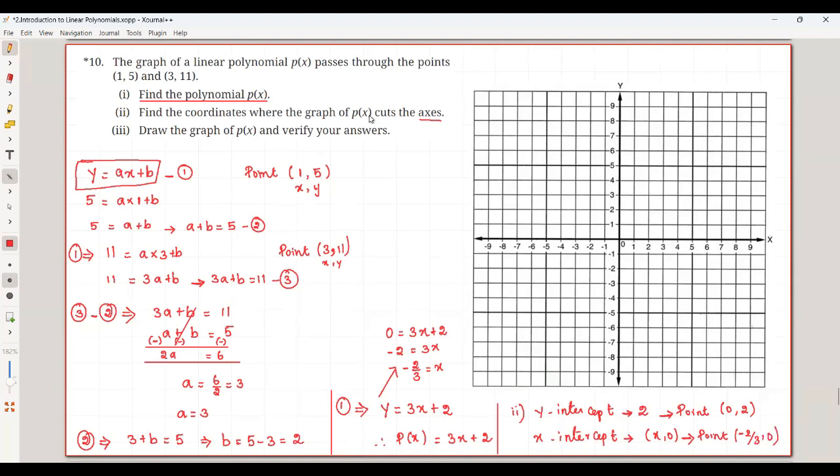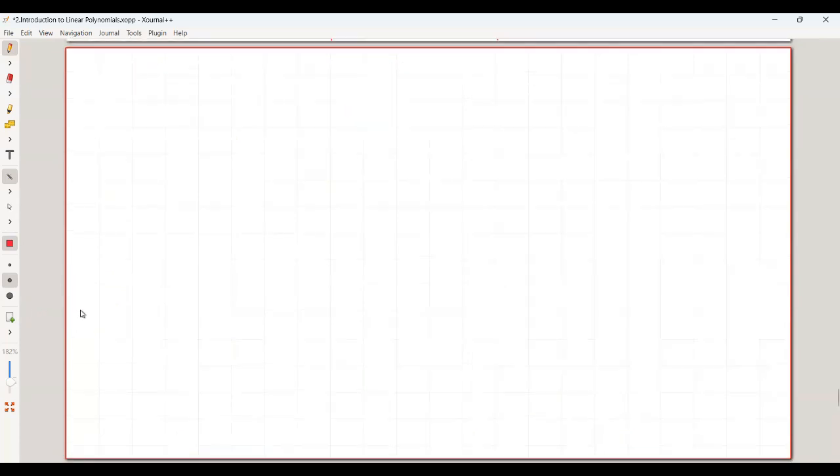So these are the points where p of x cuts the x-axis and y-axis. The x-axis point is minus 2 by 3 comma 0. The y-axis point is 0 comma 2. Now we have to draw the graph and verify your answer. So how to verify? Draw the graph. We have to find two points. So let's find two points.